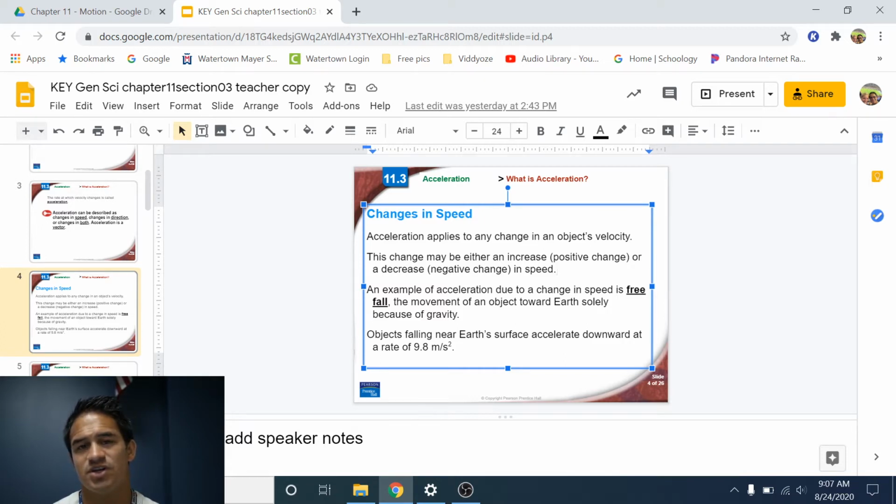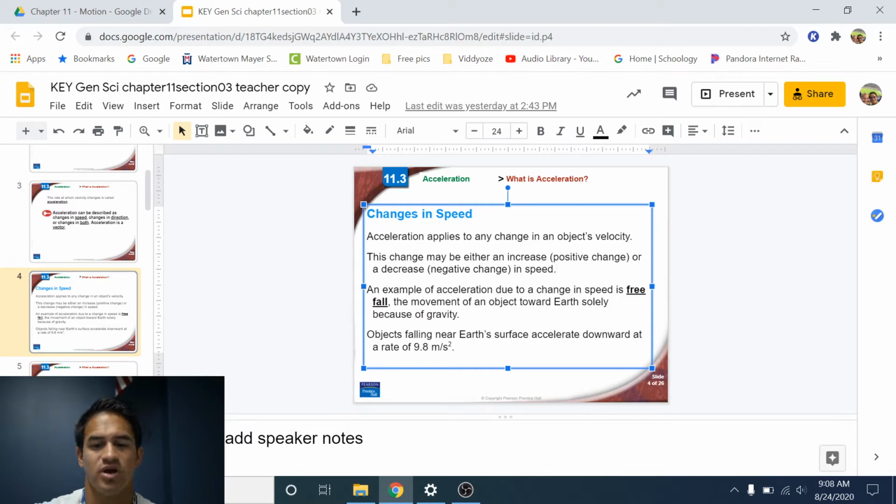An example of acceleration here due to a change in speed is called a free fall. This is where an object is falling solely due to the influence of gravity. So as it falls, it's going to speed up or increase its speed, which should therefore be increasing its velocity, and therefore the object would be accelerating.